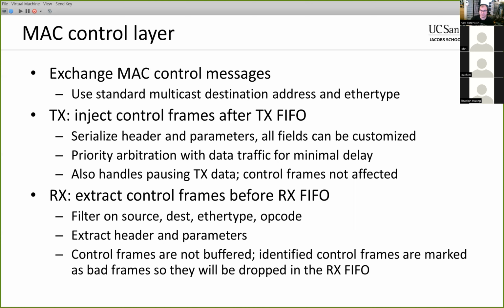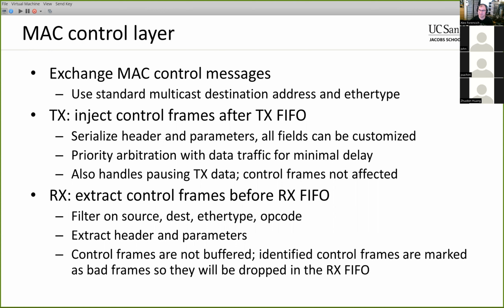So the RX side has to filter on the source, destination, ether type, and opcode. You don't necessarily have to filter on all of those. You might not want to filter on the source, but dest, ether type, and potentially opcode are, I think, going to be normal things to filter on. Then it needs to extract the header and parameters and hand those off for processing.